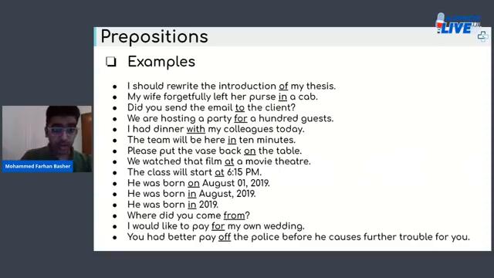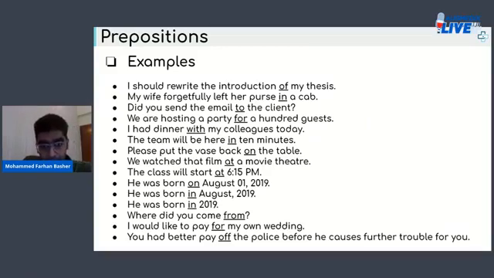I should rewrite the introduction of my thesis. So here in this first sentence, as you can see, I should rewrite the introduction of my thesis, right? You're basically saying that you need to rewrite the introduction of your thesis. Now, you may be confused as to which preposition to go with. Should you be going with introduction to your thesis or introduction of your thesis? Now, both can actually work here.